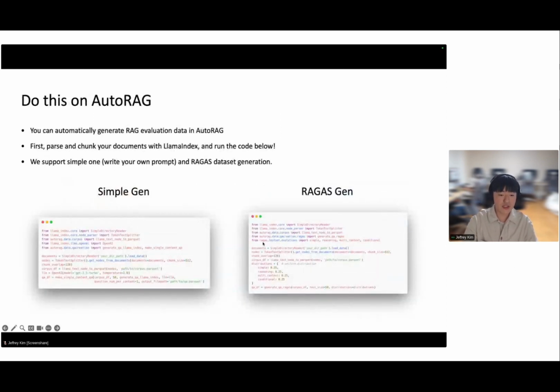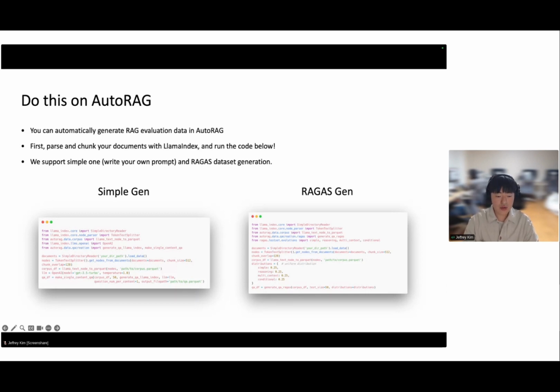So you can do this process on AutoRAG. You can parse and chunk your documents with LlamaIndex and run our evaluation dataset generation code like this below. You can use your custom prompt with our simple generation code, or you can use Ragas' generation, which is a great library for evaluating and generating RAG evaluation datasets.